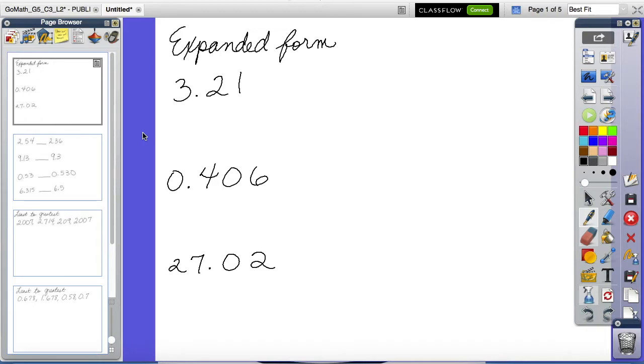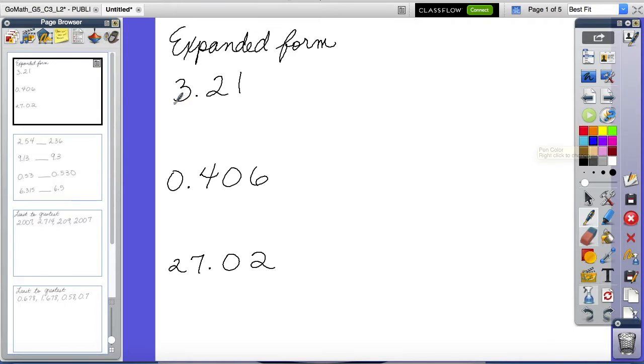We will work with expanded form. The key to being successful with expanded form is knowing your place value columns. What you're going to do is take the value of each one of the digits in a number and kind of split them apart, I guess is the best way to describe it.